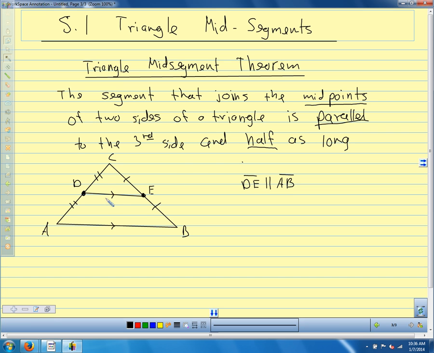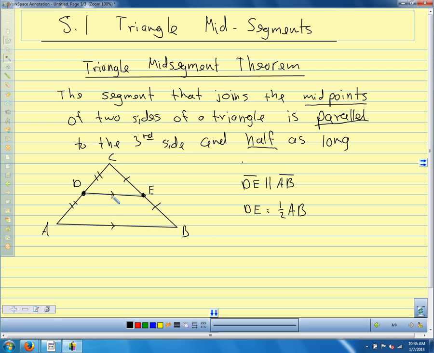And it says that this segment is half as long. So DE equals 1/2 AB. What's a different way that we could say that this segment is half as long as this one? How long is segment AB? If this is half as long as this one, how long is segment AB compared to segment DE? Not squared, but 2 times.